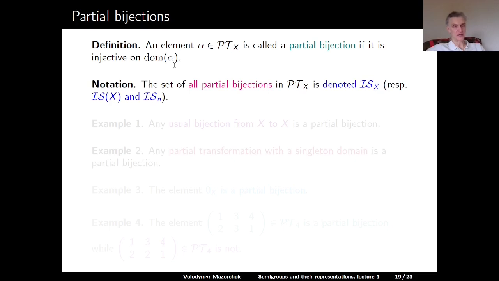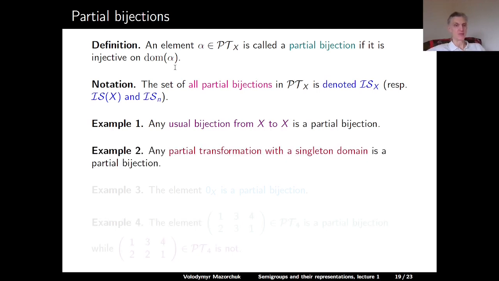The set of all partial bijections on X is denoted by ISX, or IS_n when X is {1, 2, and so on up to n}. So for example, any usual bijection from X to X is of course a partial bijection. Example 2: any partial transformation with a singleton domain is a partial bijection. Example 3: the zero element 0_X is a partial bijection.